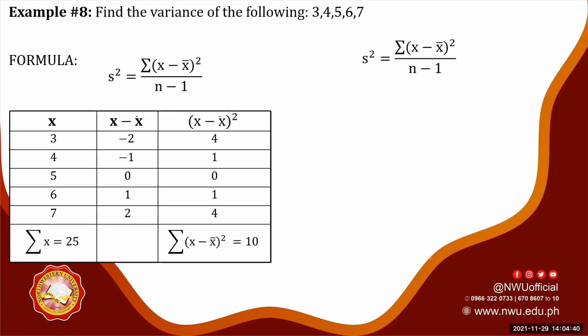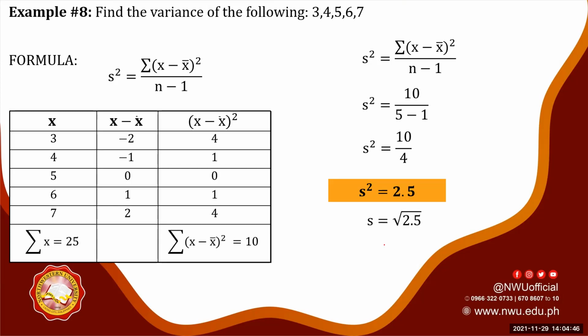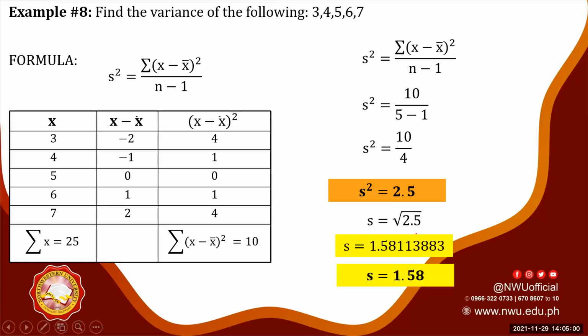Okay? And same way, dun sa 3, 4, 5, 6, 7 natin kanina, if the variance is 2.5, for you to get the standard deviation, you need to square root 2.5. And that's just equal to this one. Pero I said again, just round it off up to 2 decimal places. So that's 1.58. And that's it. That's your measures of central tendency.